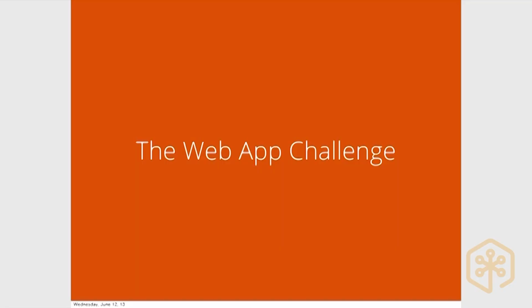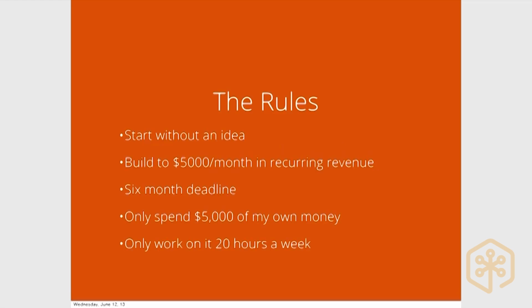So I announced the Web App Challenge. And the rules of the Web App Challenge were that I started on January 1st of this year without an idea, with absolutely no clue what I was going to build. My goal is to build to $5,000 a month in recurring revenue within 6 months, so that's July 1st of this year. I was only allowed to spend $5,000 of my own money.